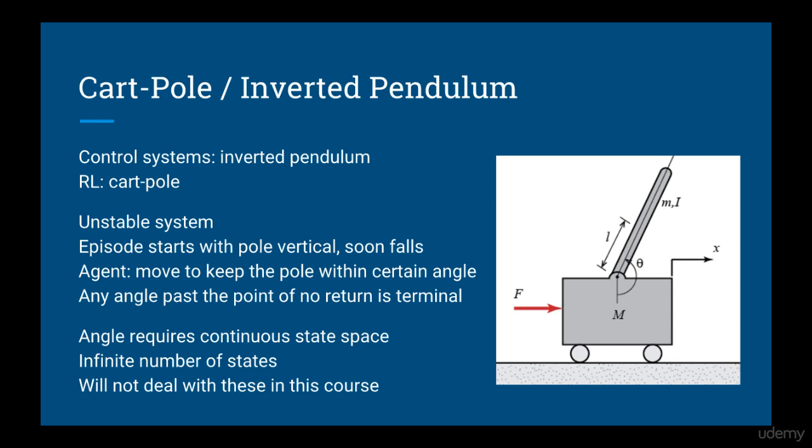At the beginning of an episode, the cart is stationary and the pole is perpendicular to the ground. But since this is an unstable system, the pole starts to fall down, and the job of the agent is to move the cart so that the pole does not fall. When the pole falls so far that it's impossible to get back up, any angle past a certain threshold is a terminal state. Note that because the angle in this system is a real number, this is a continuous state space, and hence there are an infinite number of states. We will not deal with continuous state spaces or state spaces of infinite size in this course.